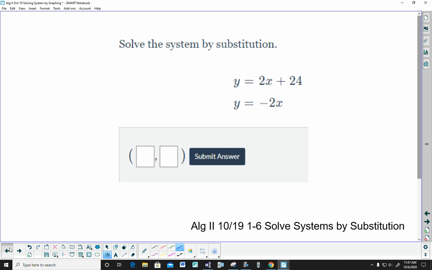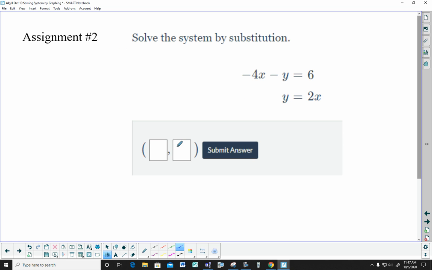Just a quick refresher, super fast. On the first assignment, they're both solved for y and you just set them equal to each other: 2x plus 24 equals negative 2x. Then you solve for x. Once you had the x, you filled it back into either equation and found the y. Okay, these ones both aren't solved for y.